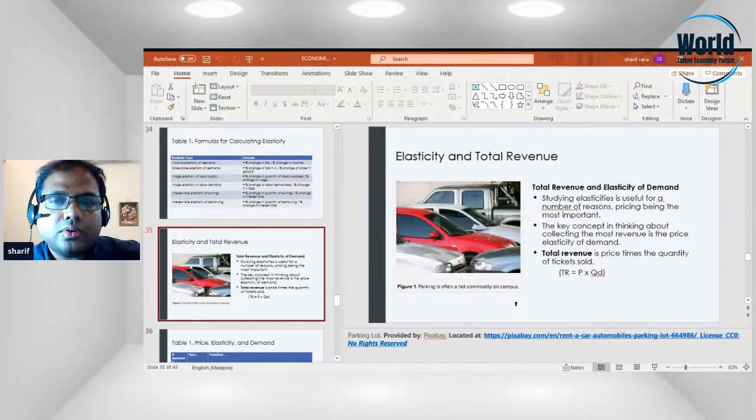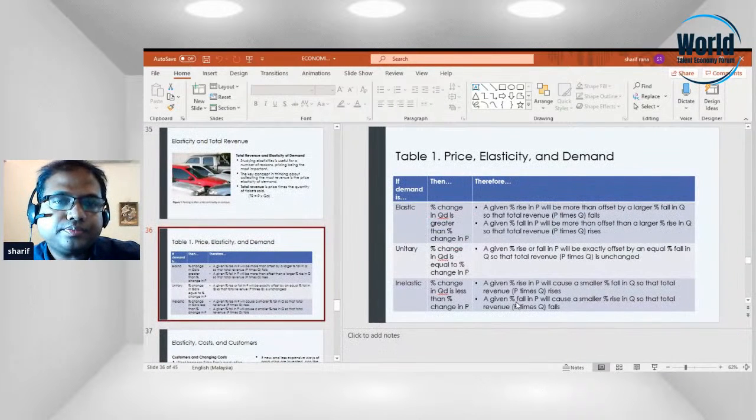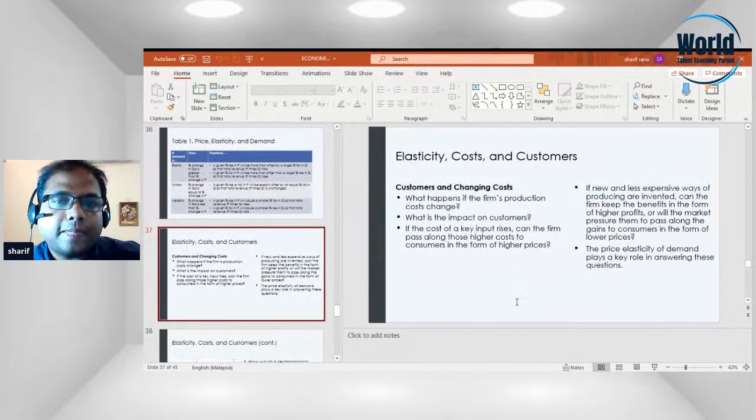Elasticity and total revenue. Studying elasticity is useful for a number of reasons, pricing being the most important. The key concept to think about is the price elasticity of demand. So TR equals P multiplied by QD. Elastic: the percentage change in QD is greater than the percentage change in P. Unitary: the percentage change in QD equals the percentage change in P. Inelastic: the percentage change in QD is less than the percentage change in P.